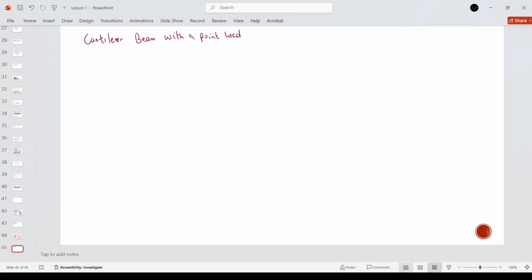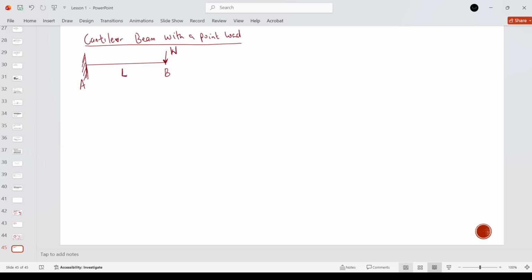How does a cantilever beam look? We'll have it fixed at one end and hanging on the other. So you'll have A, B. It has a point load at the end. So this is load W with a span of L.